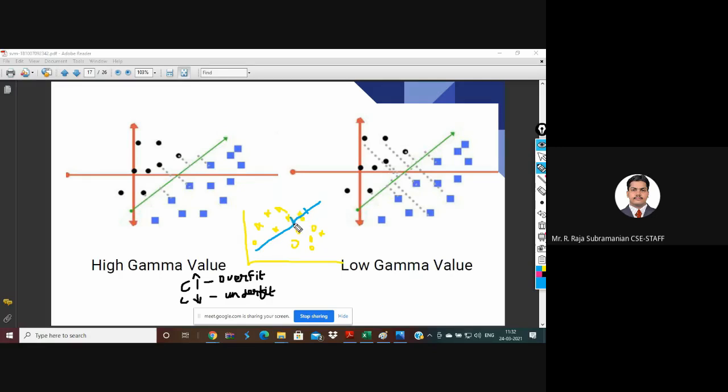Instead, I can consider these 2 points as support vectors. I can increase my margin, and I can divert my hyperplane to some other axis to make that happen. Right, so this is with respect to the regularization parameter. I am making it clear. Yes, sir.